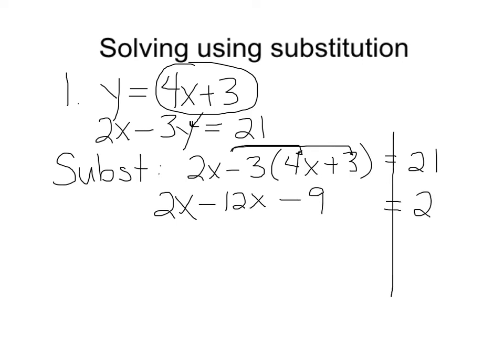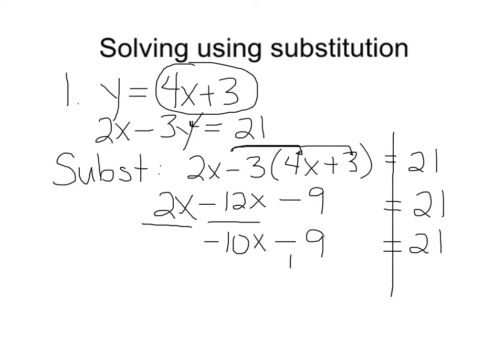The next thing I need to do is combine like terms together. I have a 2x and a negative 12x. Those have opposite signs, so I need to subtract them. It's going to be negative 10x because 12 was the bigger number. Minus 9 equals 21. Now from here, this is just a two-step equation.